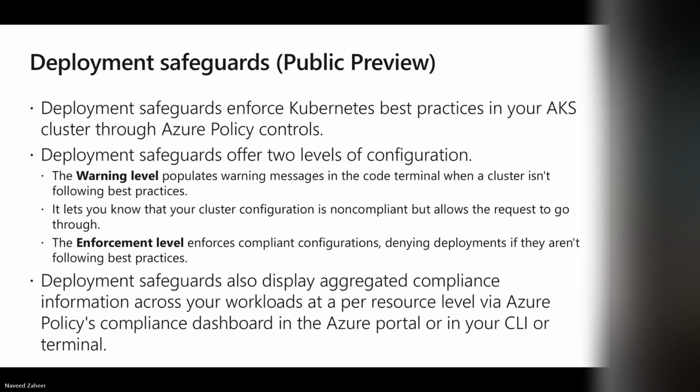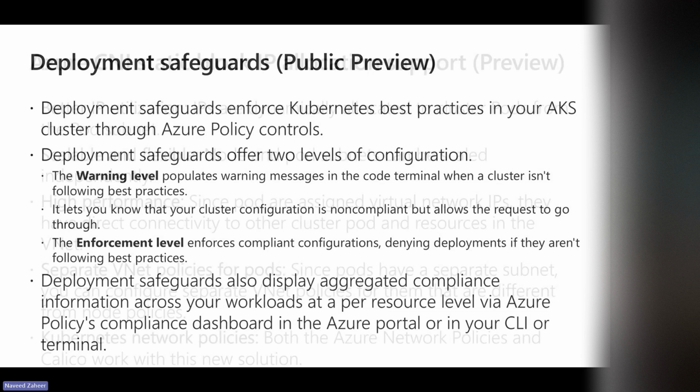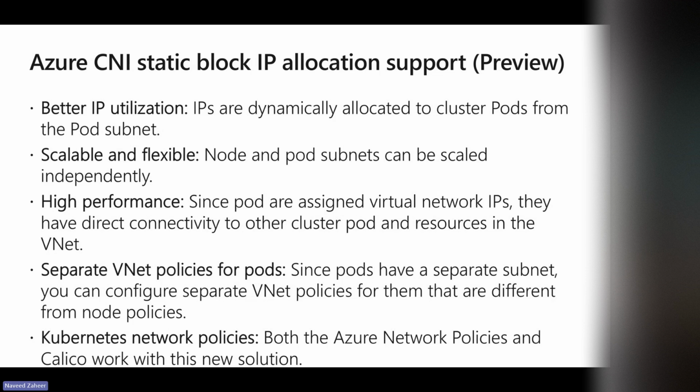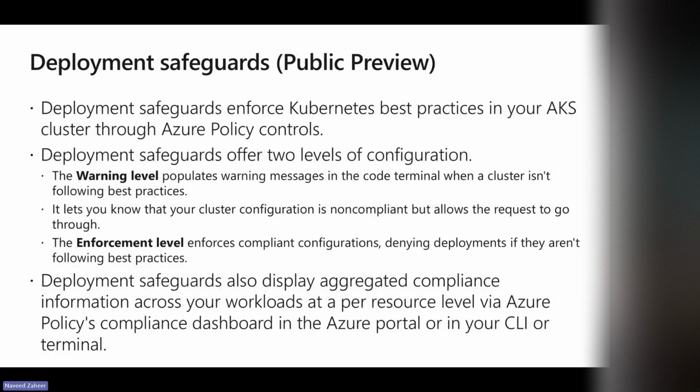And one other thing, I forgot to mention in the previous one, the CNI static block IP allocation. At this moment, if you are trying to use private link service with a load balancer to access a service, that doesn't work with this preview. So just keep that in mind. Okay, coming back, sorry for the back and forth.